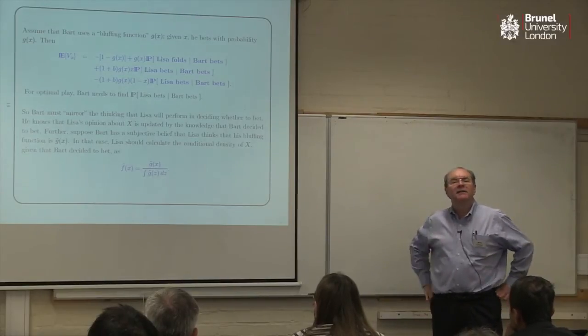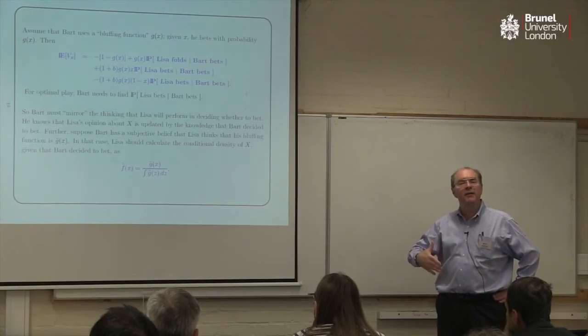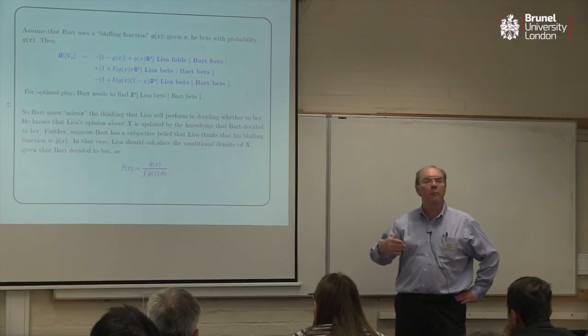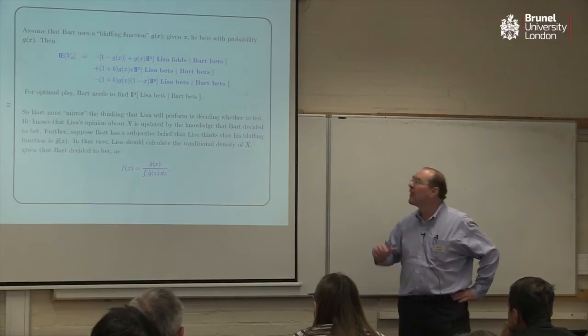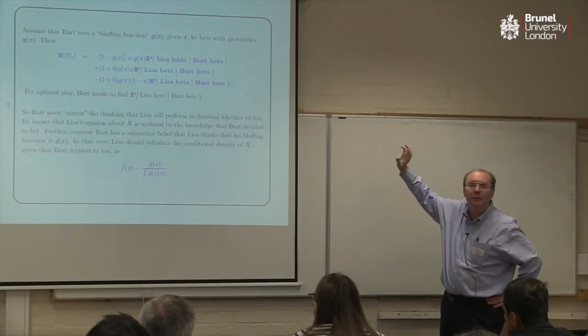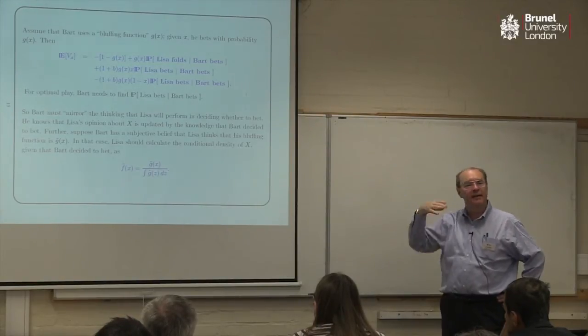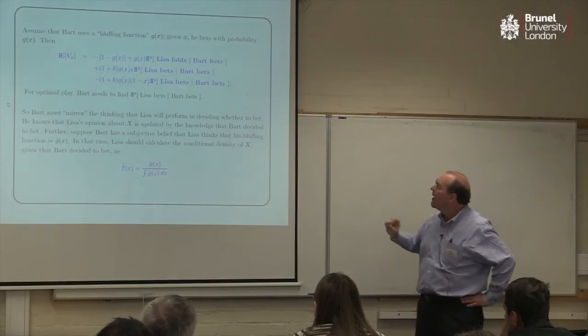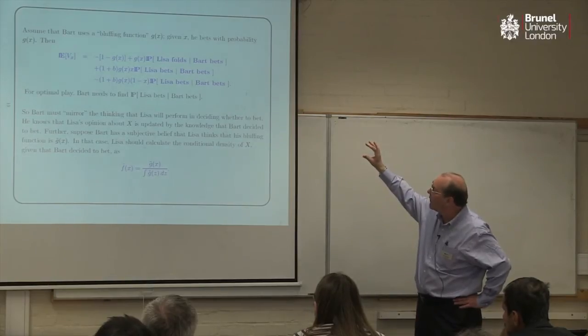Bart needs to have some kind of bluffing function, g of x. And g of x says, what is the probability that Bart will bet given that he has observed that he drew x? And if he can find the bluffing function that maximizes the expected value of the game to him, then that's what he wants to do. And if we write the whole thing in terms of this bluffing function, the expected value of the game to Bart is the quantity that we have up there.